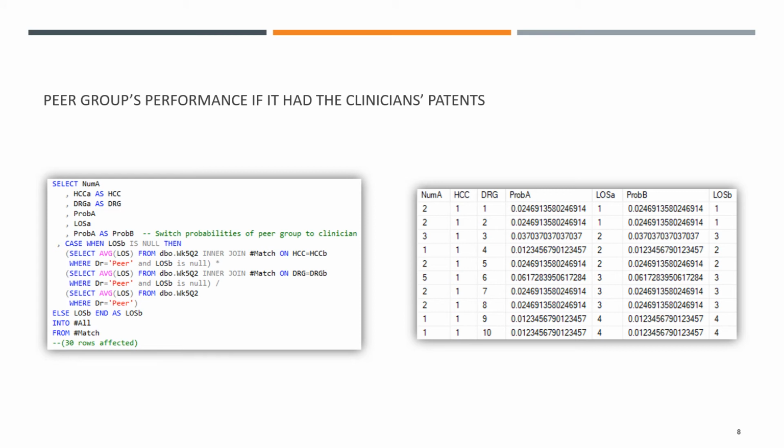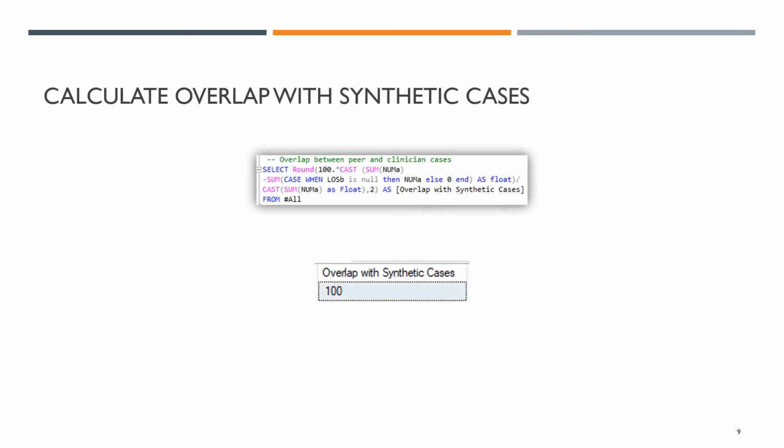To do this, we will calculate the peer group's performance if it had the clinician's patients. In a new temporary table, we select NUM-A, HCC-A, DRG-A, PROB-A, and LOS-A, and then switch the probabilities of the peer group and the clinicians. To use the synthetic cases, we use the average length of stay for the peer group by multiplying the average for marginal times the average for the complement marginal and dividing by the entire set's average. With synthetic cases calculated and used, the overlap is now 100%. We have successfully increased the overlap.